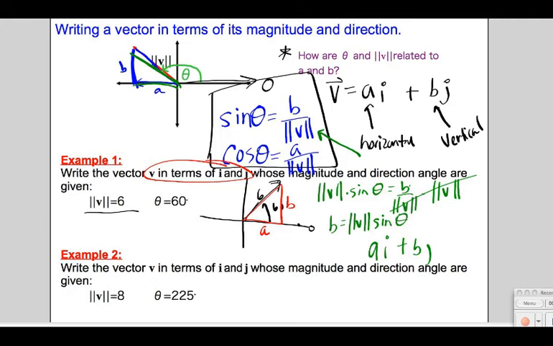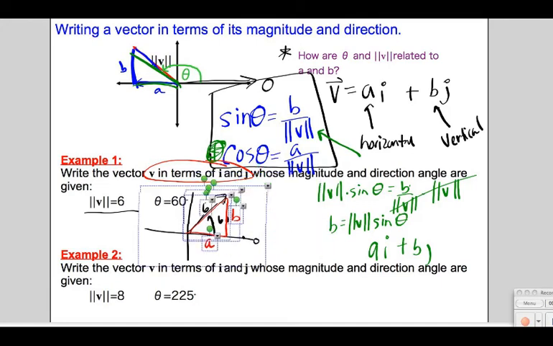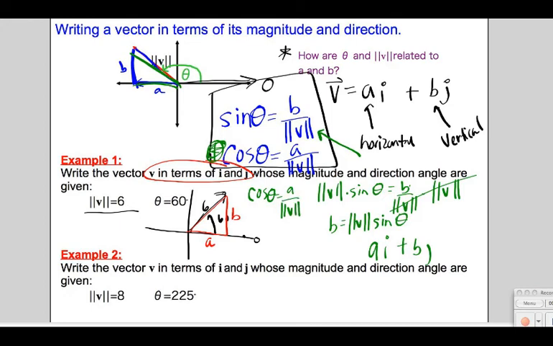Now A is going to have a similar situation. So now I'm taking this equation and I'm going to solve for A. So I'm going to slide my picture over so I can show you this a little bit more clearly. I'm going to take this equation, cosine of theta equals A over the magnitude of V, and solve for A. Multiplying both sides by the magnitude of V, I get A equal to the magnitude of V, cosine of theta.